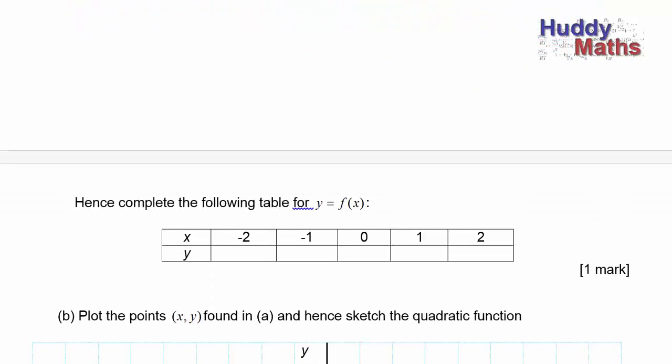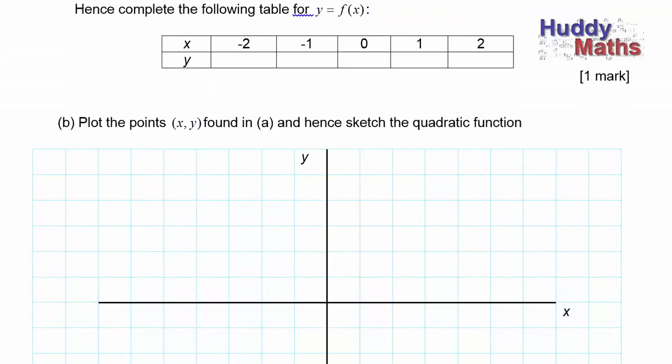And here comes the table. Okay, so what did we find here? We found when x is -2, it was 0. When x is -1, it was -2. When x is 0, what did we find? When x is 0, we had -2. And when x was 1, y was 0, x was 2, y was 4. So we need to put these on the graph now.